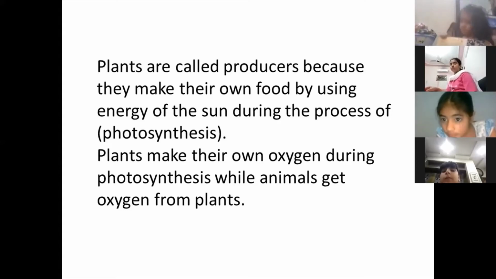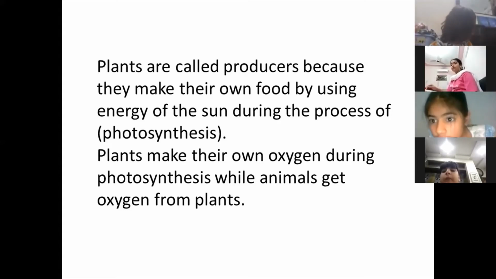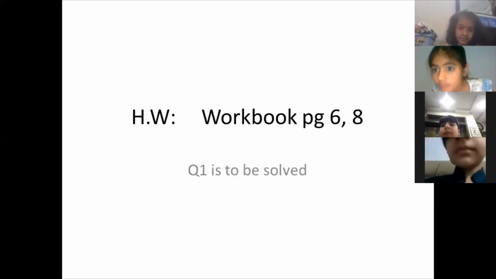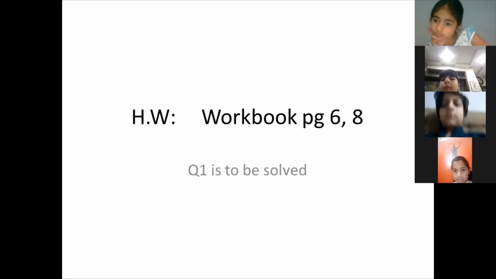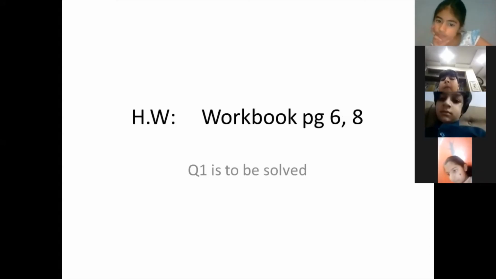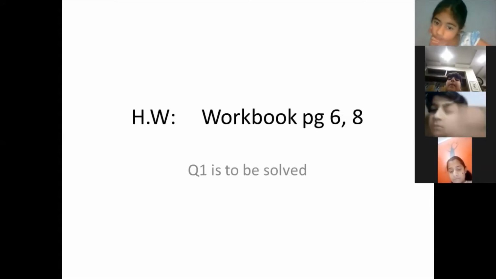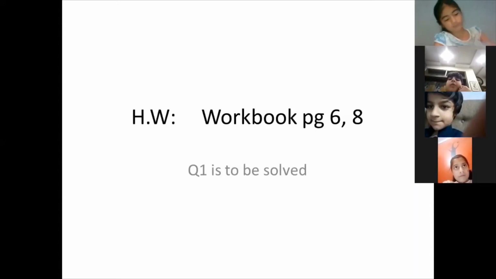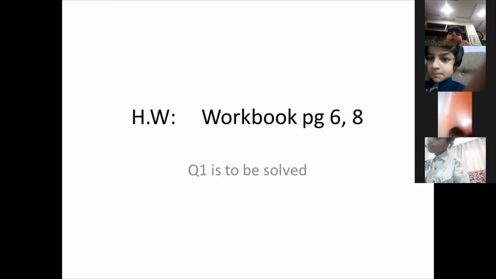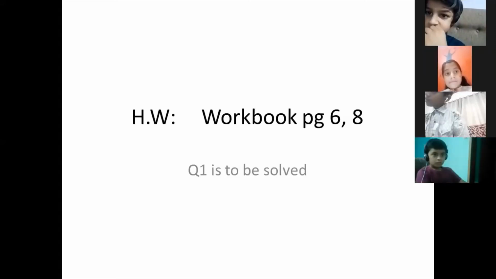So after this, as we are done with the topic, I'll give you a homework. First, you have to learn all the difficult words that I've given in the word bank, right? Second, if you have your workbooks with you right now, if you don't have it, don't worry. Just note down the page numbers, that is page number 6 and page number 8. What you will do is you're just simply going to do question number 1 from page number 6, right? It's all about just writing names below the given diagrams.